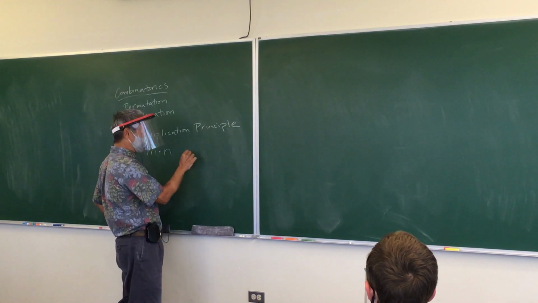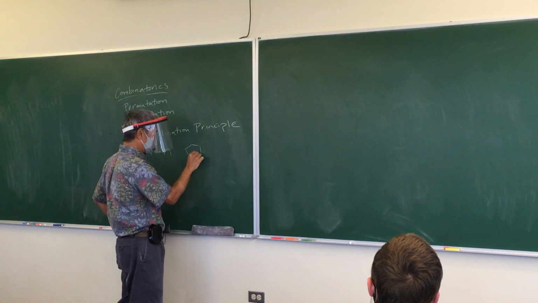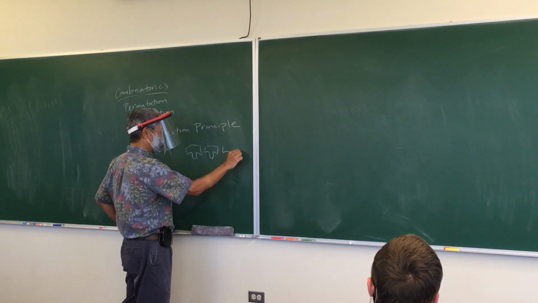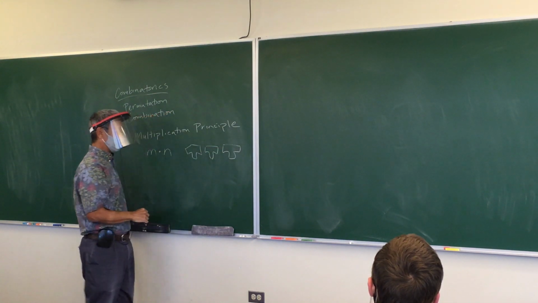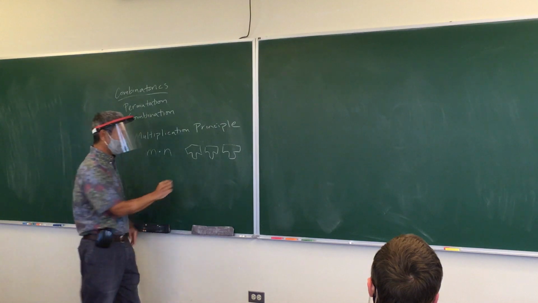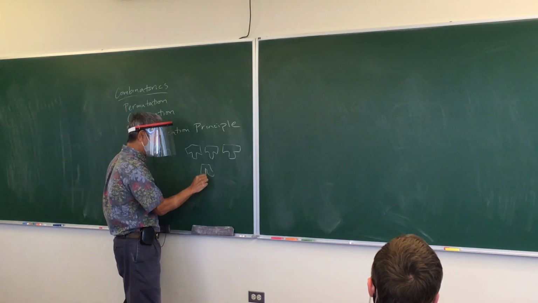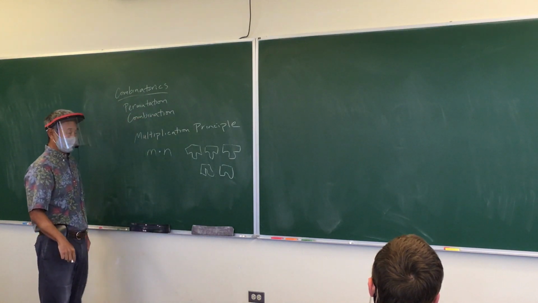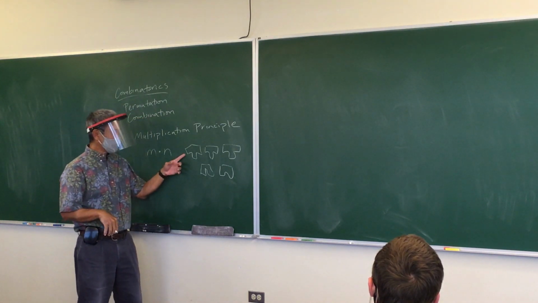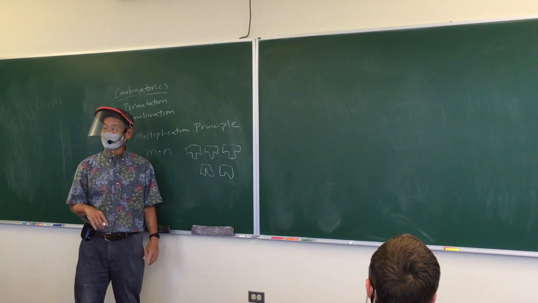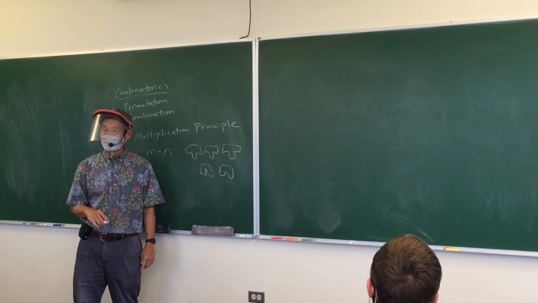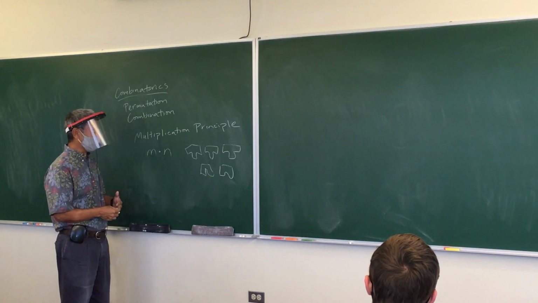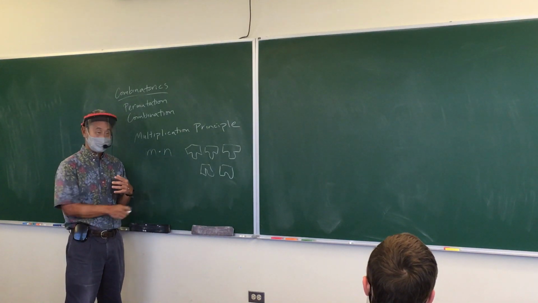Anyway, suppose you have 3 shirts. Does that look like a shirt? I think I showed you if you were in my SAT prep class. Let's say you have 3 shirts and you have 2 pairs of pants. Doesn't it look like pants? Too bad it is. If an outfit consists of 1 shirt and a pair of pants, how many different outfits can you make? 6.